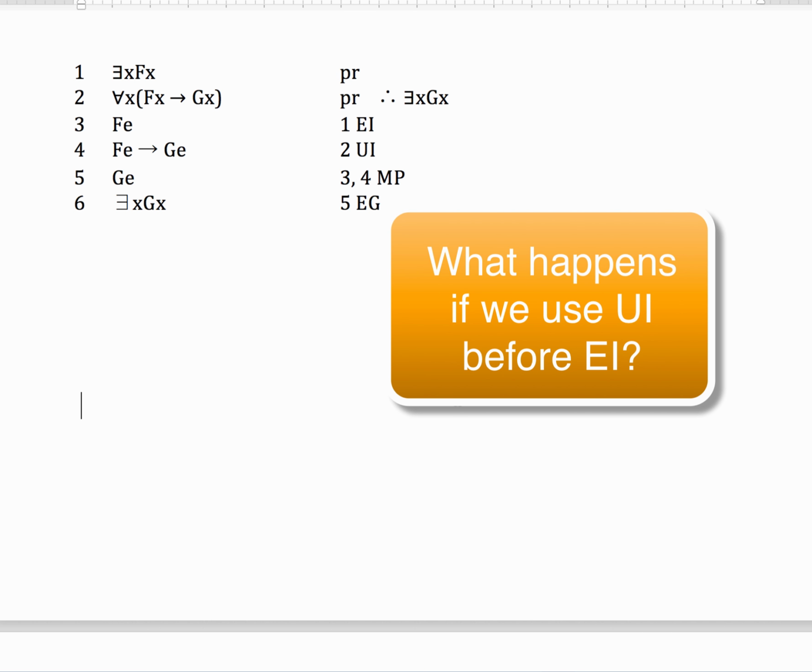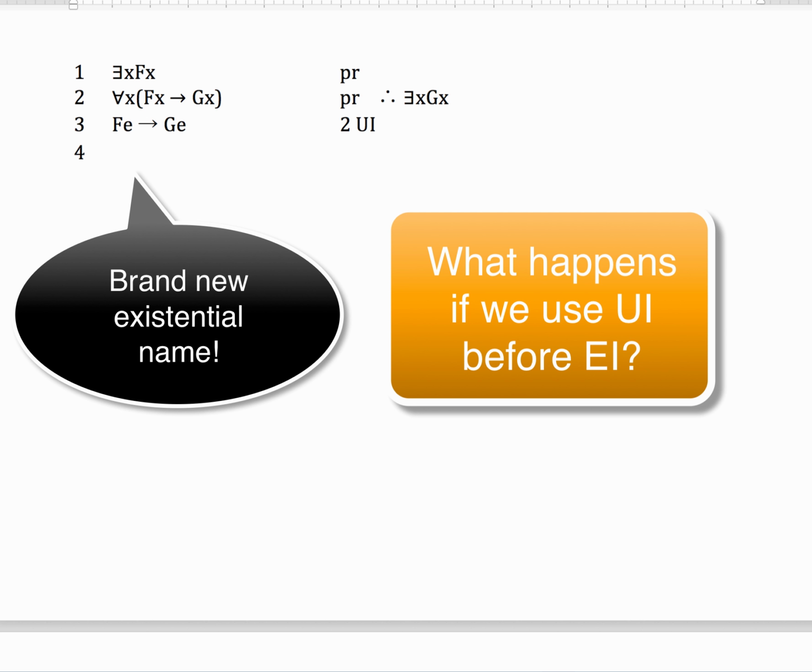Let's see what happens if we use UI before EI. Suppose I do UI first, from line number 2. Note this: from line number 1, I can do existential instantiation, of course, using an existential name, but there's a restriction. We have to use a brand new existential name, and in line number 3, lowercase e appears already. Therefore, when I use EI on line number 1, I have to introduce a brand new existential name, which is this.